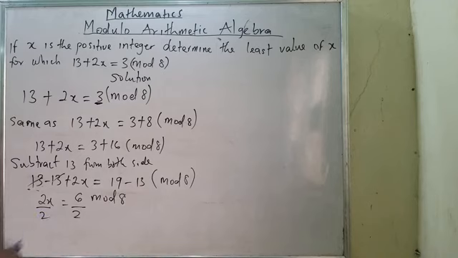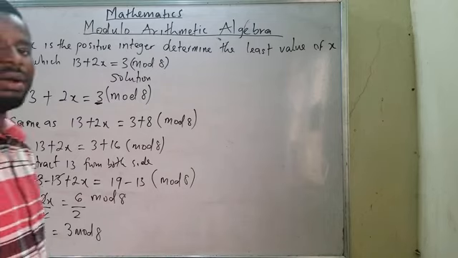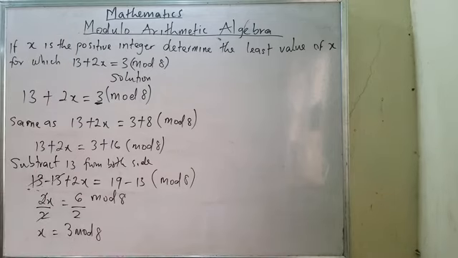Since I have this, I can divide both sides by 2. By 2, primary school mathematics. Then my x will be equals to what? This will be 3 mod 8. That is my answer. It means my x is 3 mod 8.